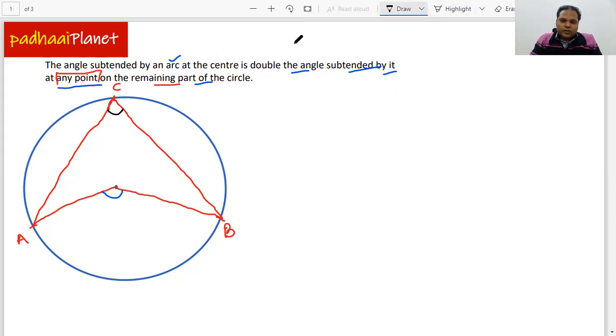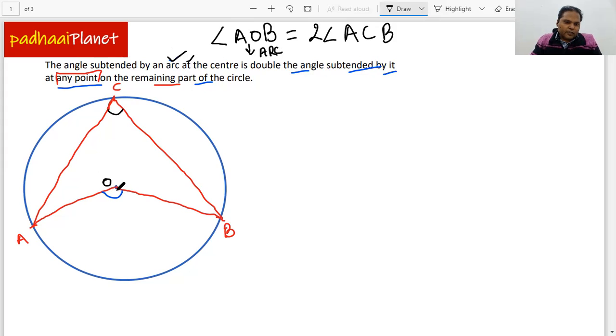And what we need to prove is that the angle, and suppose this is the center of the circle, and we can name it as O. So what we need to prove is that angle AOB is double the angle ACB, right? Basically, what they're saying is the angle subtended by the arc at the center. This is the angle, right?